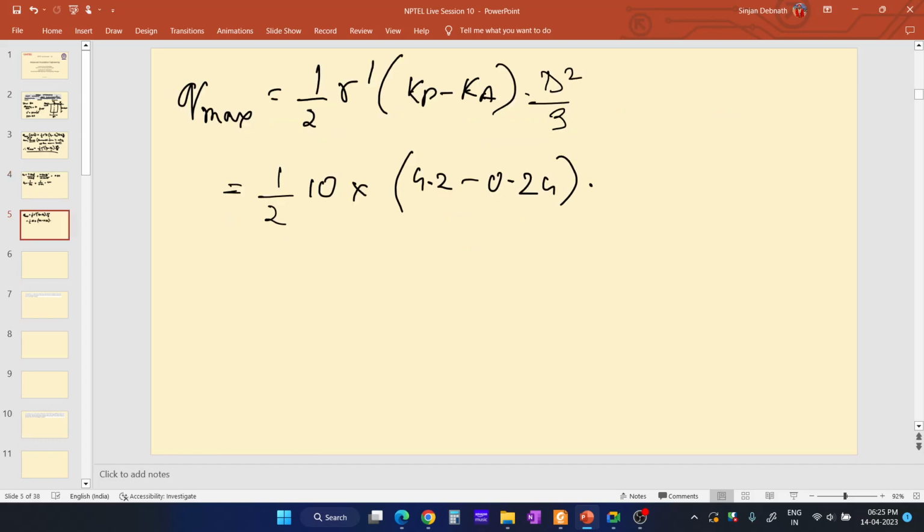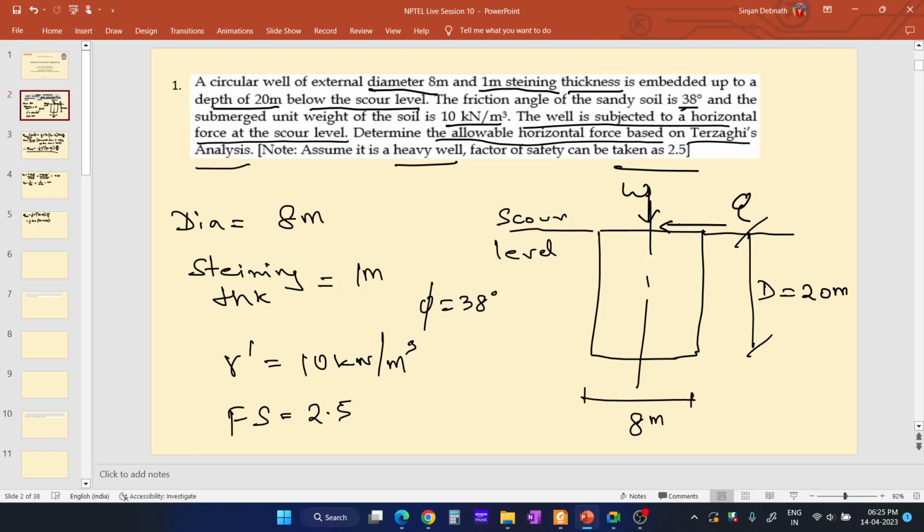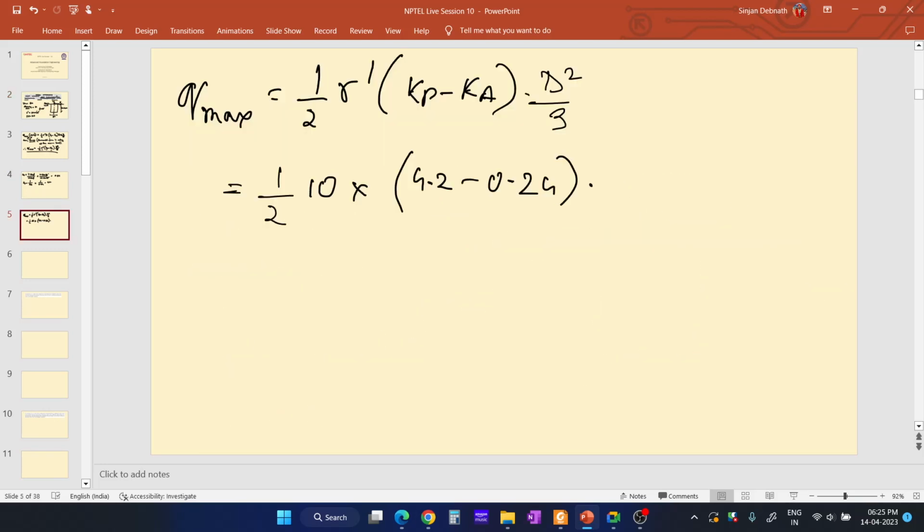And how much is the value of d square? That is the diameter of the well. It is around 8 meter. So 8 square by 3. Now if you solve this, you will get the value of small q max to be around 2640 kilonewton per meter.